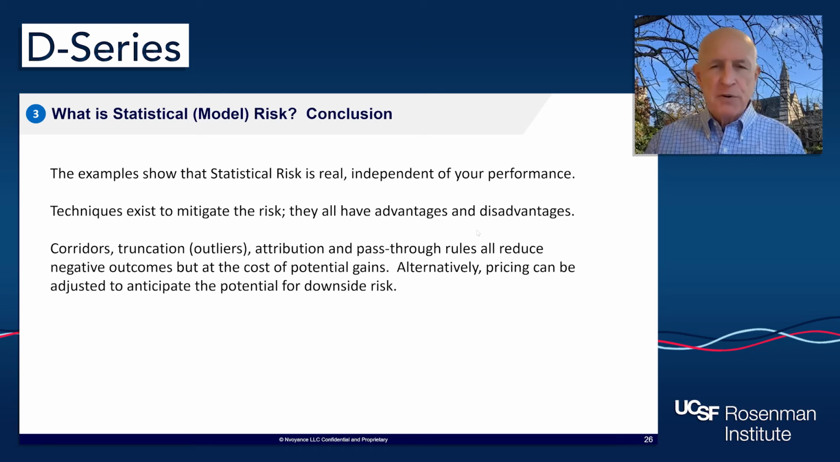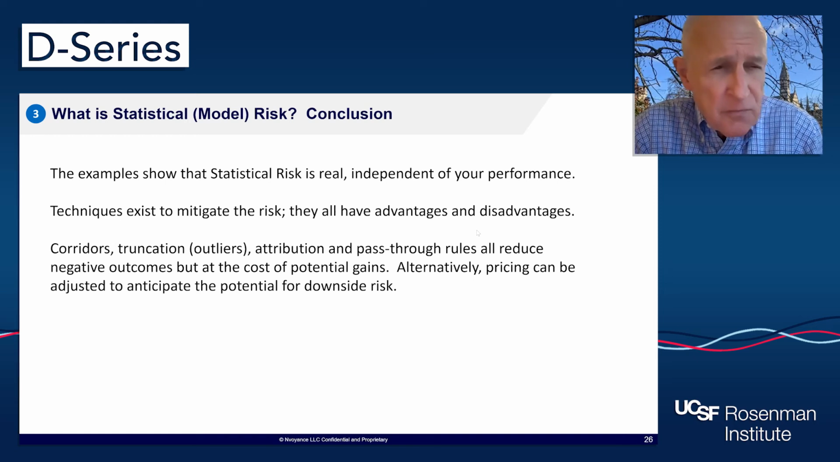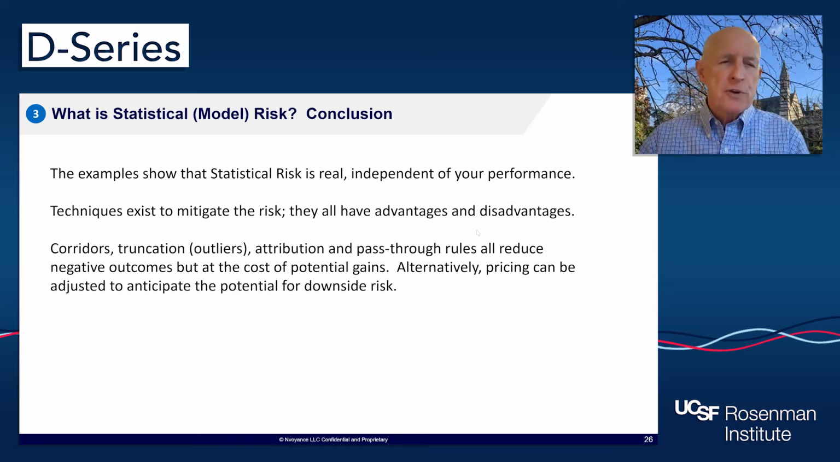They have advantages and disadvantages. We showed the example of the corridor to show that there's an advantage because it mitigates your risk on the downside. But the price that you pay is that you lose some of the potential upside. The same is true of truncation. Truncation is another one of these mitigating factors. You will always want to truncate outliers because they can skew your results. But again, you lose some potential savings if you're working on very high-risk patients.